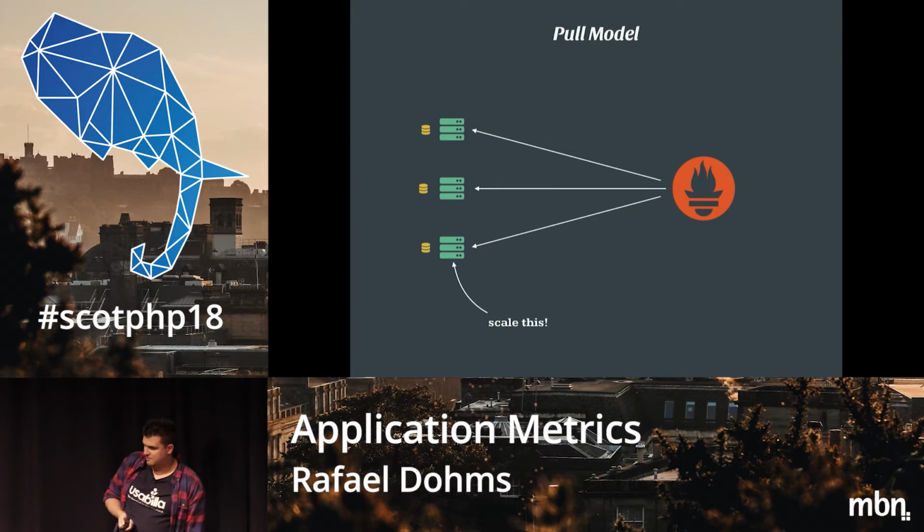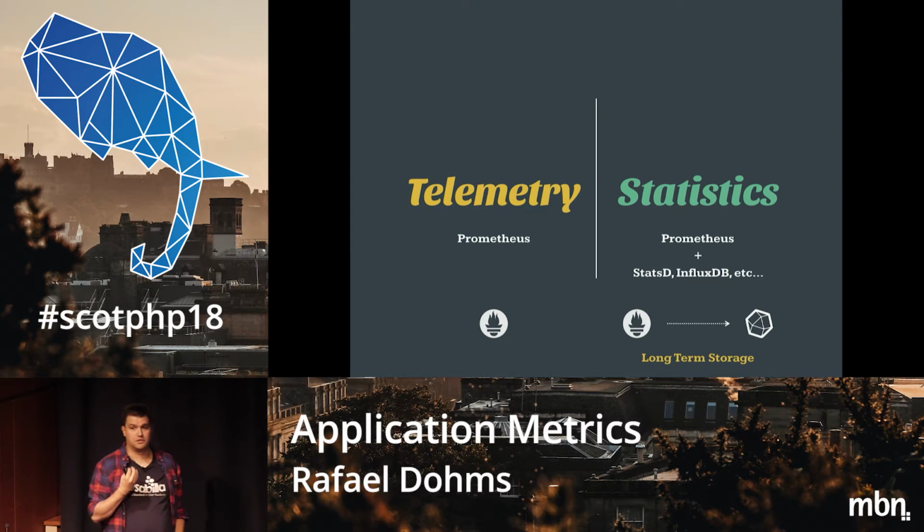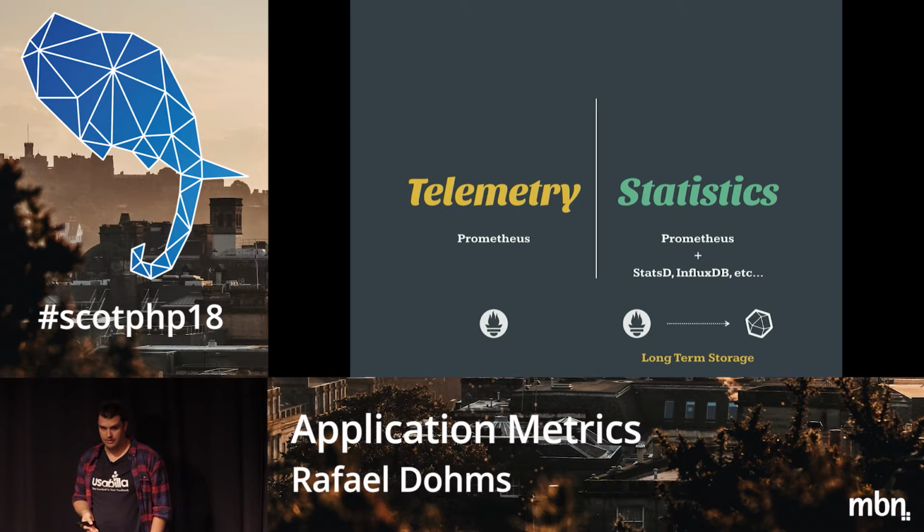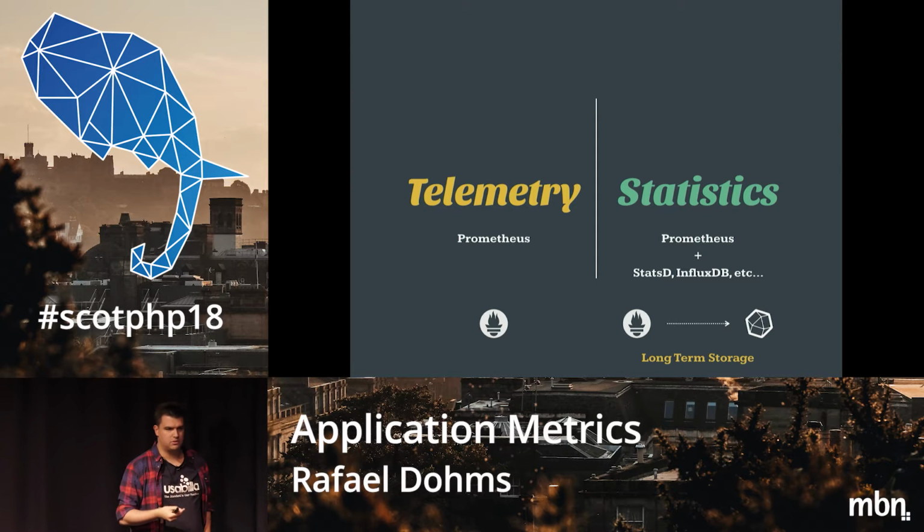Sounds oversimplified, but that's the idea. Thing is, Prometheus is really good for telemetry data because it's really good at acquiring that data, pushing that data out, crunching the numbers, and giving you statistics. It is not, however, too great at statistical data because it is not built for long-term storage. It's really built for a lot of the telemetry stuff.